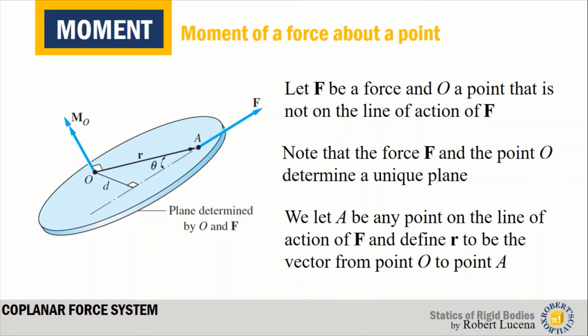So we let an arbitrary point A anywhere on the line of action of force, and then you connect point O to point A and represent it as vector R. So again, you choose any arbitrary point along the line of action of the force, and that point should be connected from O to that point and represented using vector R or small r.